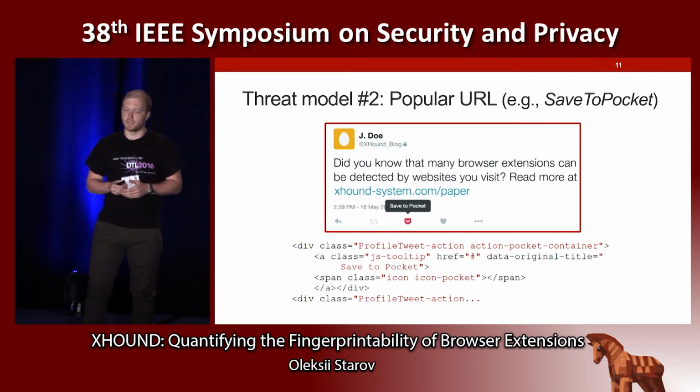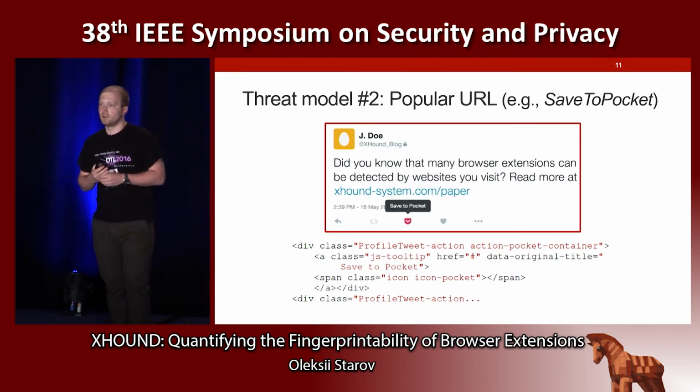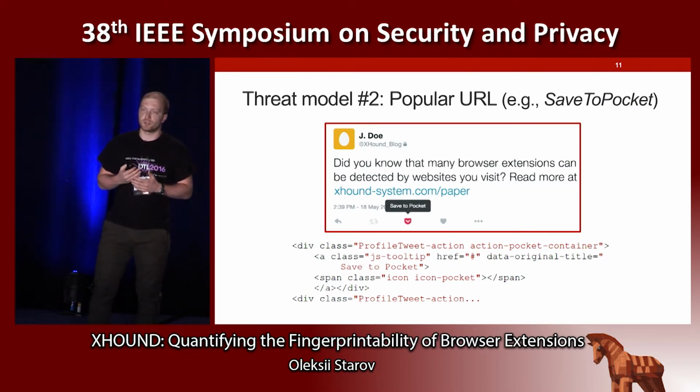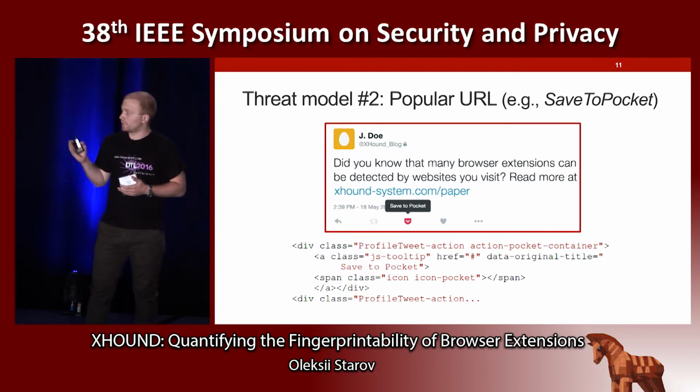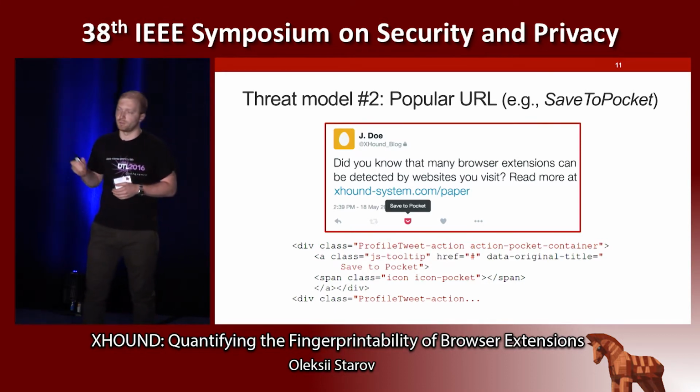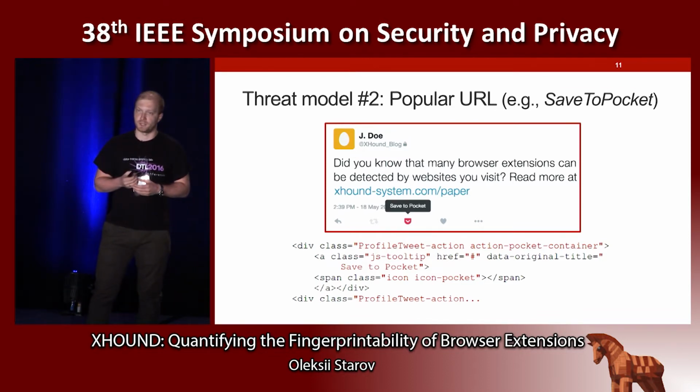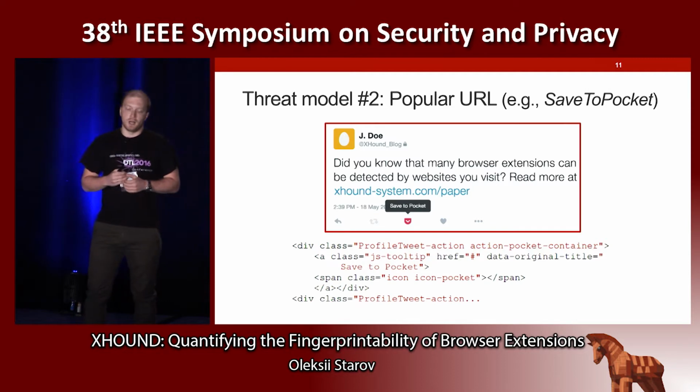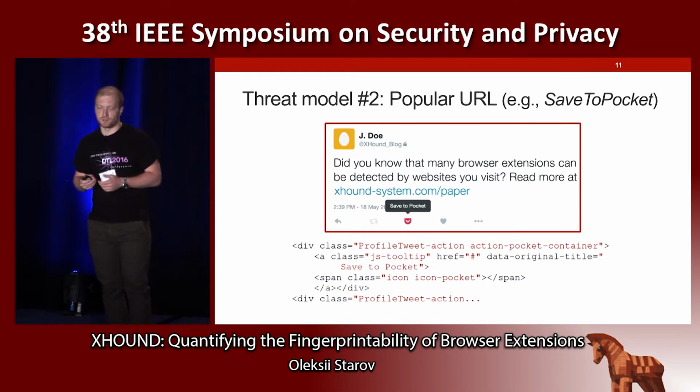Another threat model is a popular URL, a popular website that wants to fingerprint users. For example, we can consider here the Save to Pocket extension that introduces a Save to Pocket button on tweets on the Twitter website. So Twitter can fingerprint these extensions too. In general, we consider that popular websites have more extensions to fingerprint. And again, we see how it looks in the DOM tree.